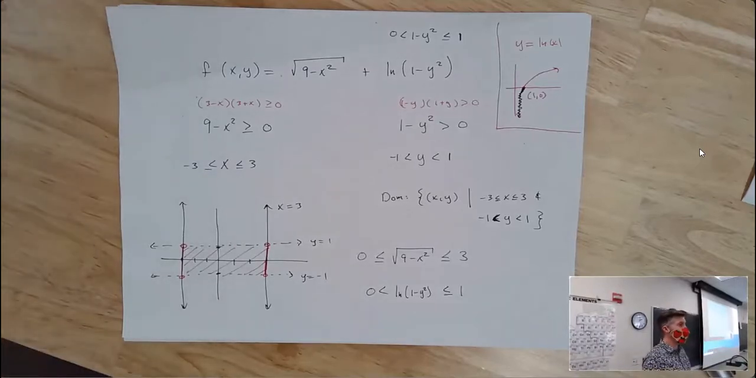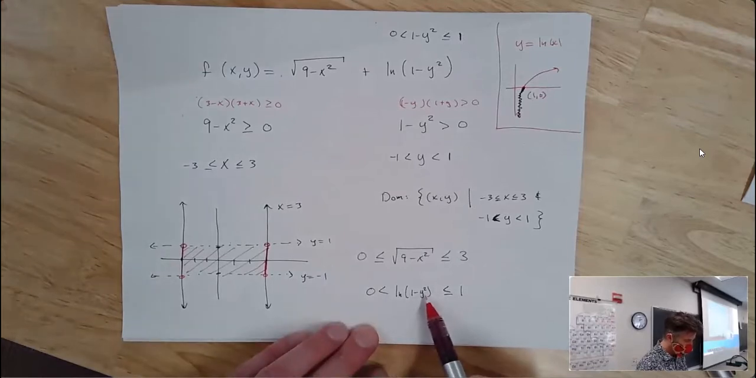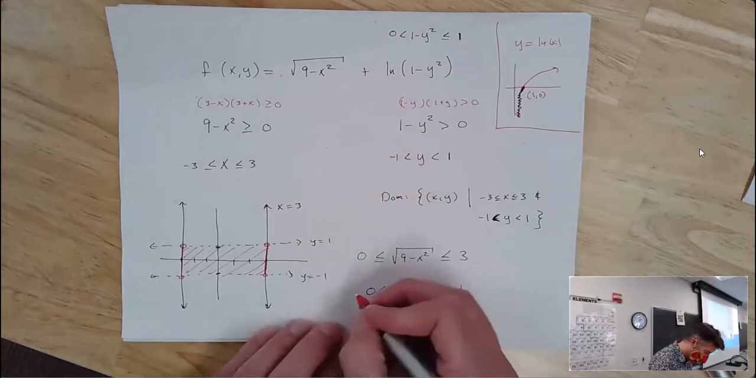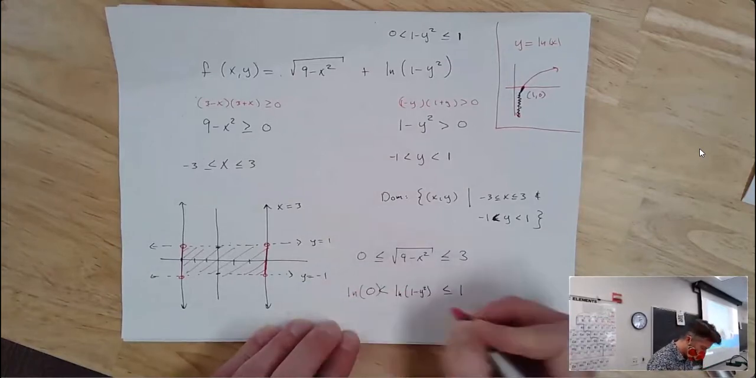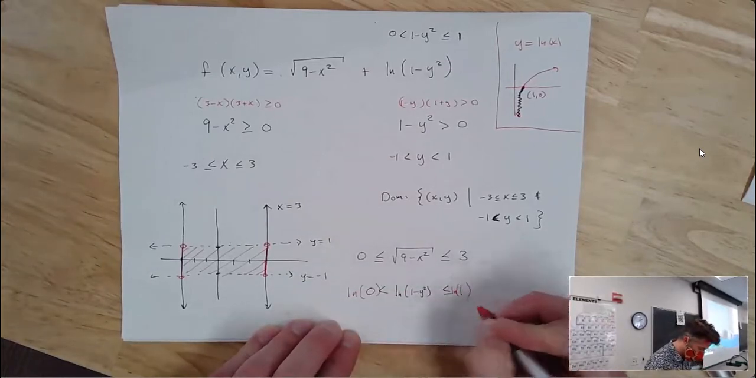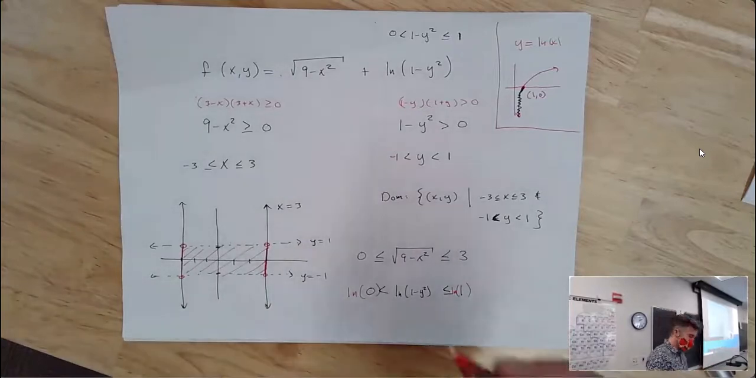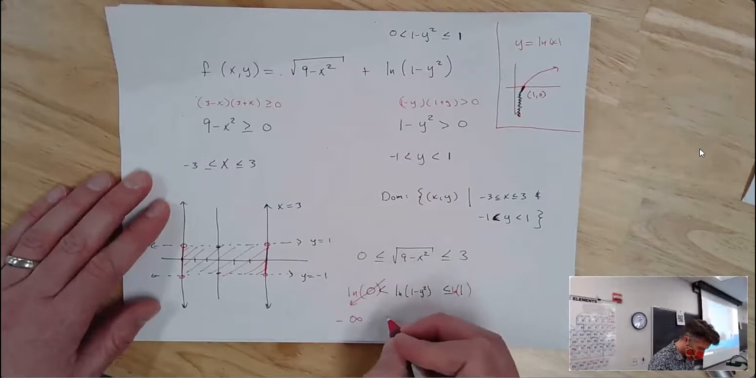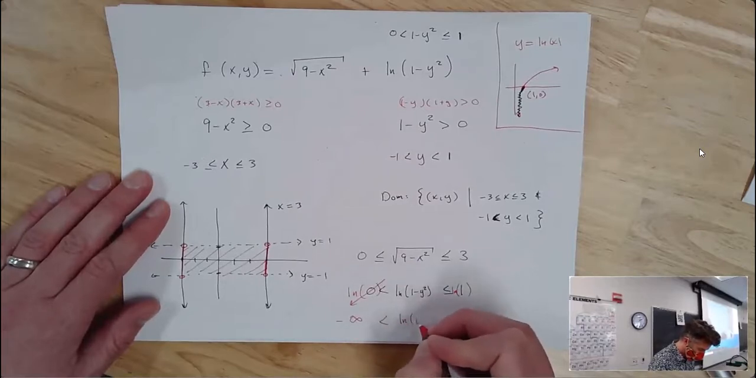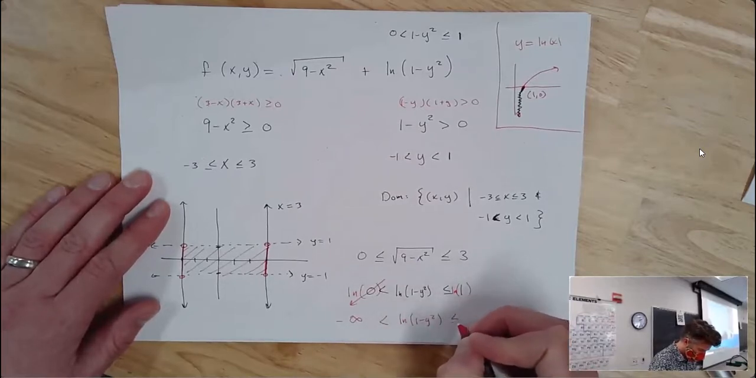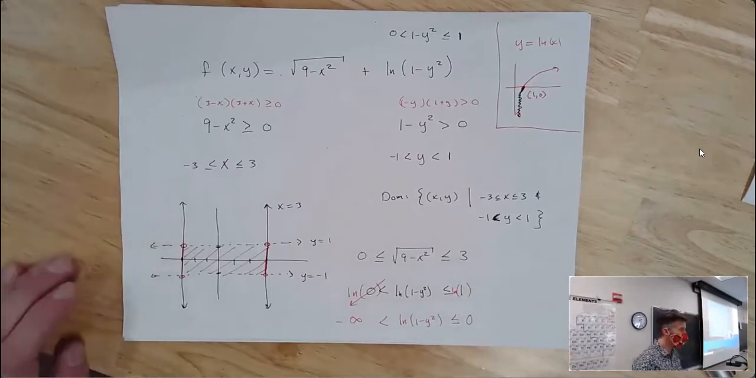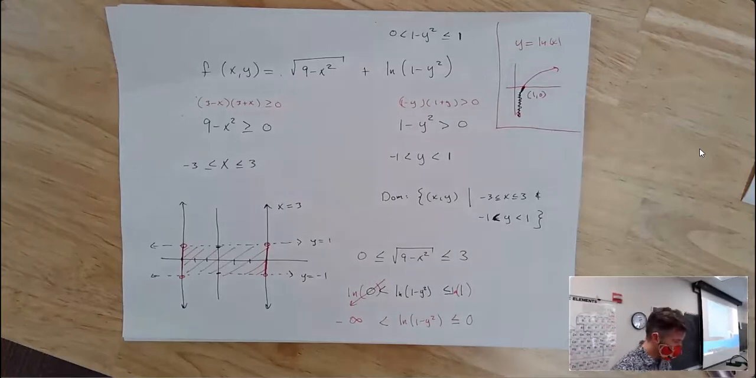Right. So it is true that 1 minus y squared is between 0 and 1. The natural log of that is between the natural log of 0 and the natural log of 1. Okay, I shouldn't really write that. What I'm really saying is we're going down to minus infinity is less than the natural log of 1 minus y squared, which is less than or equal to the natural log of 1, which is 0. Sorry about that. That was a mistake.